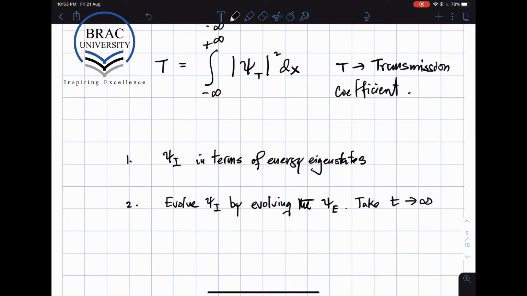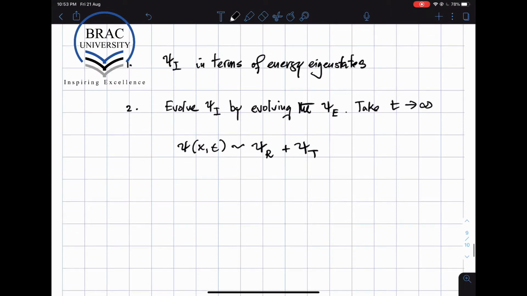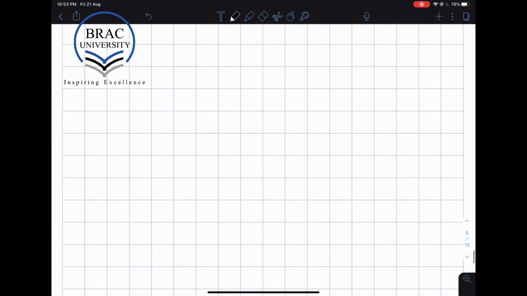In that limit, we will identify how this wave function splits up into two components. One component would be the reflected component. Another component would be the transmitted component. And then we'll construct our transmission and reflection coefficient from that. So this is a general strategy. So what are the explicit steps?